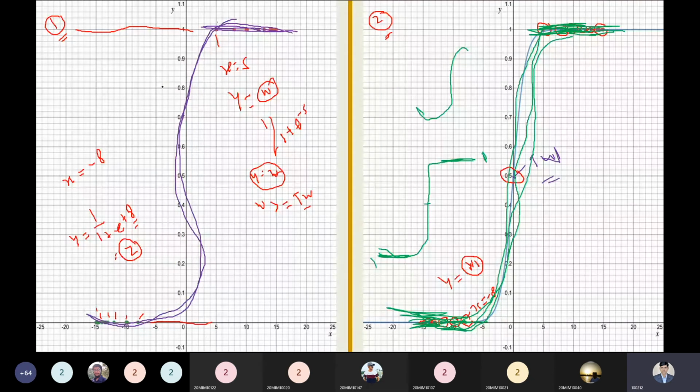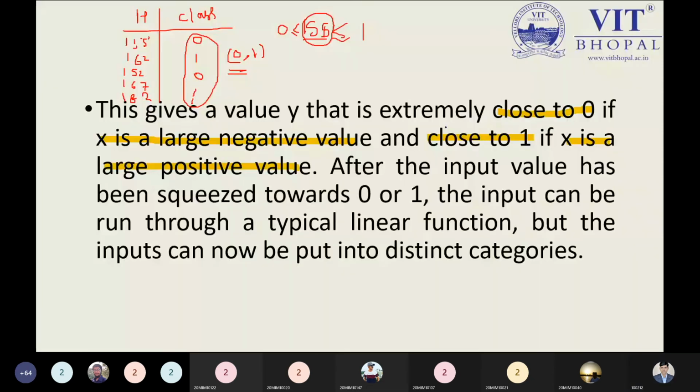This is just the plotting over here, and these are the values. This gives a y value that is extremely close to 0 if x is a large negative value, and close to 1 if x is a large positive value. So the input value has been squeezed toward 0 and 1. The input can be run through the typical linear function, but it can now be put into a distinct category. That is why we studied the relationship between linear regression and logistic regression.